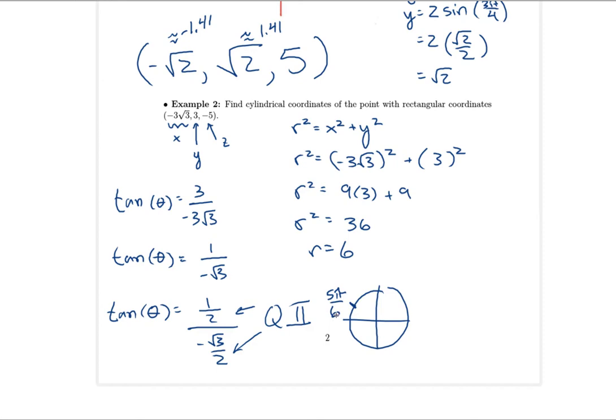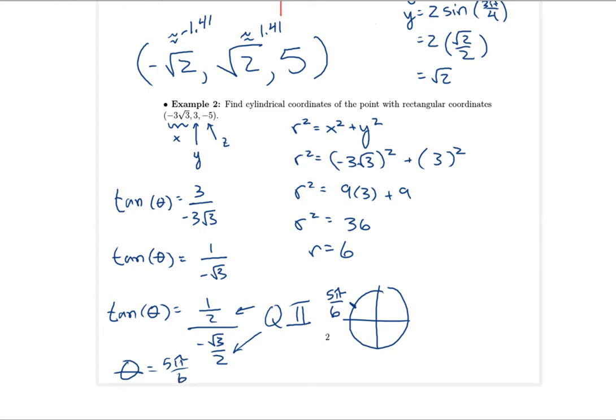Okay. Now, if this didn't happen to be special values on our unit circle, then you would just use the tan inverse. And if the tan inverse gave you something in the wrong quadrant, you would just add pi to it in order to get what your theta is. But we now know that theta for us is 5 pi over 6.